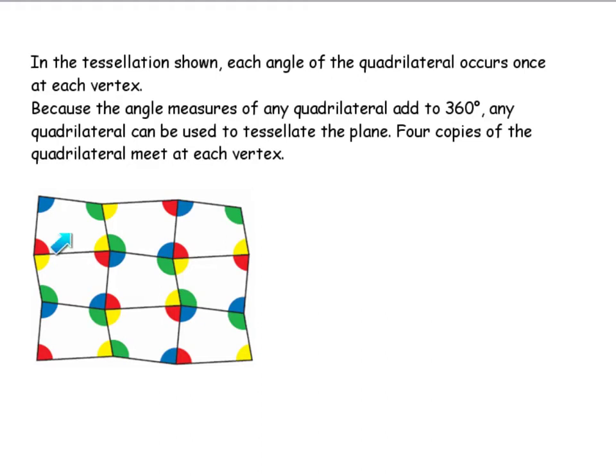In the tessellation shown, each angle of the quadrilateral occurs only once at the vertex. Because the angle measures of the quadrilateral add to 360, any quadrilateral can be used to tessellate the plane. 4 copies of the quadrilateral meet at each vertex. The reason why? All 4 angles are supposed to add to equal 360. So if I want to tessellate this figure, you're going to have to get each of those corners at each vertex in order to add to equal the 360.